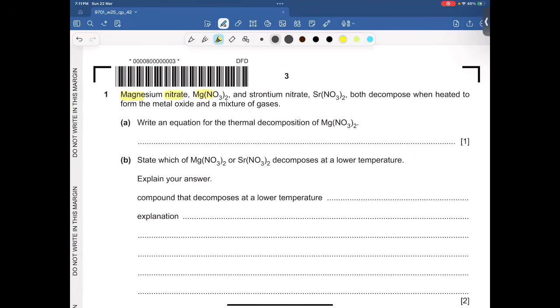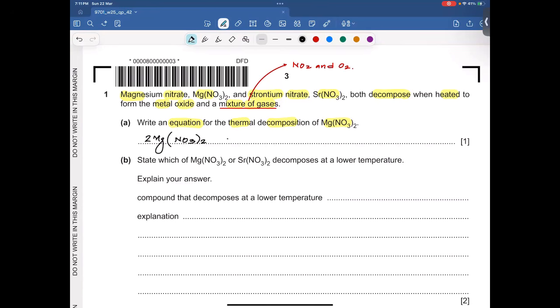Magnesium nitrate and strontium nitrate both decompose when heated to form a metal oxide and a mixture of gases. And obviously, when we talk about a mixture of gases, it has to be a mixture of nitrogen dioxide and obviously oxygen. So the examiner is looking for an equation for the thermal decomposition of magnesium nitrate. So the equation is going to be written like this.